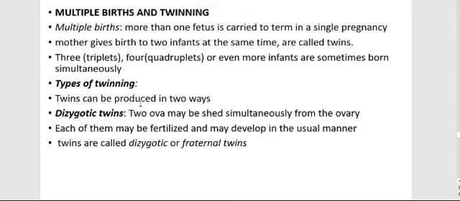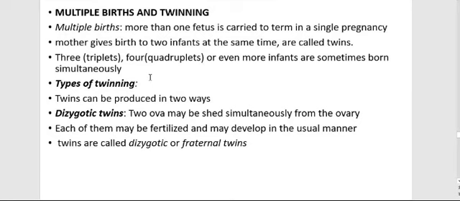Now let's go to twinning and multiple births. Multiple births are where more than one fetus is carried to term in a single pregnancy. So a mother can give birth to 2 infants at the same time. These are called twins. There are also triplets, quadruplets, and even more can happen. So let's look at the types of twinning.